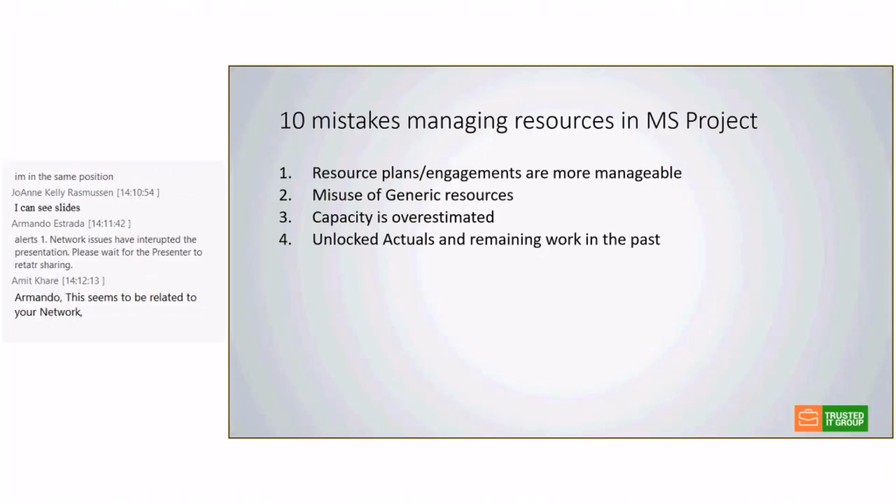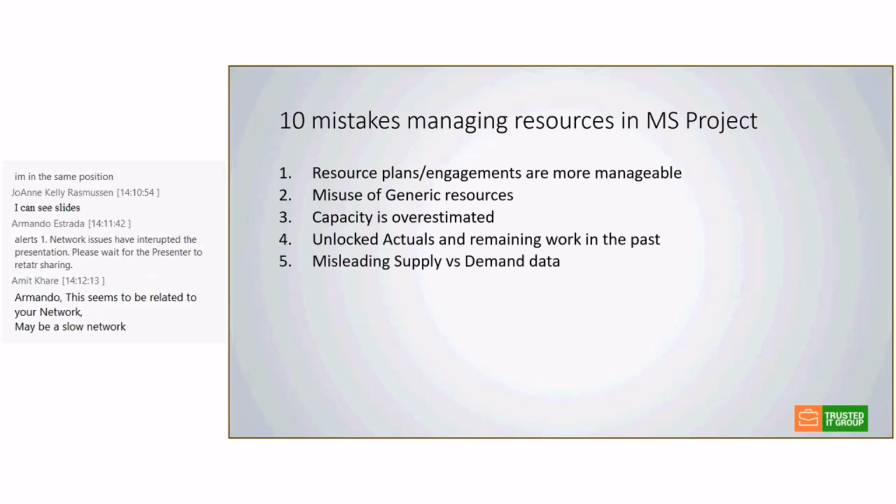So number 4 is unlocked actuals and remaining work in the past. These are the real problems, mistakes. Having the actuals going wild, if you will, and having remaining work in the past, things like that. So we're going to talk about these types of mistakes.